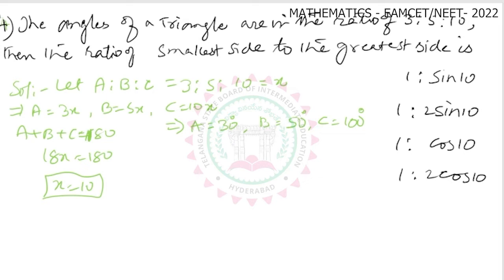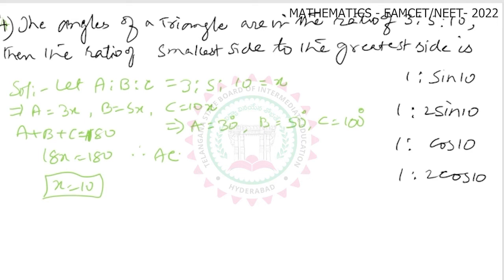100. We know that the side opposite to the smallest angle is the smallest side, and the side opposite to the greatest angle is the greatest side. I am interested in finding the ratio of the smallest side to the greatest side. So what angles do I have to consider? Which is the smallest side? A. Which is the greatest side? C.